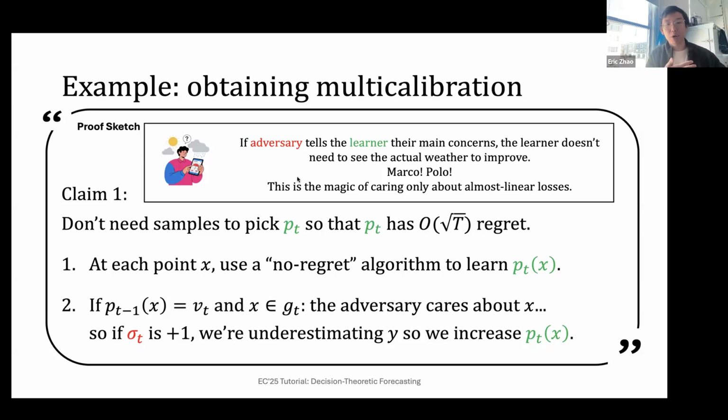You can think of this as playing Marco Polo, right? My eyes are covered, but I have an auditor that is giving me signals about whether I'm over or underestimating. And that really is the magic for why calibration can be so efficiently obtained, which is that we have these almost linear losses where these types of tricks do work.